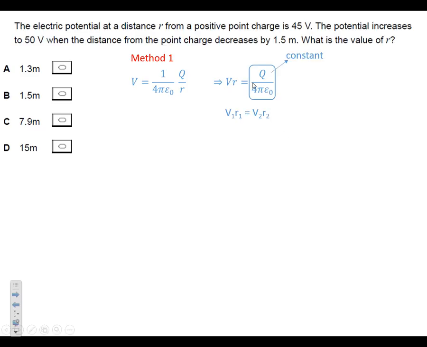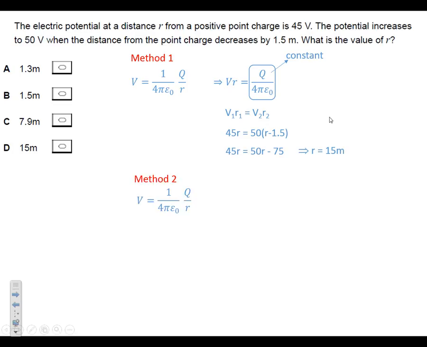So we can say, because this is constant, whatever the potential is multiplied by the distance is going to be constant. So V1R1 is going to be V2R2. So the potential at this distance and the potential at this distance. So we're going to substitute in the values we've got. So we've got 45 volts at distance R, we've got 50 volts at 1.5 meters closer to the charge. And just multiply out and solve it for R, which comes out as 15 meters.